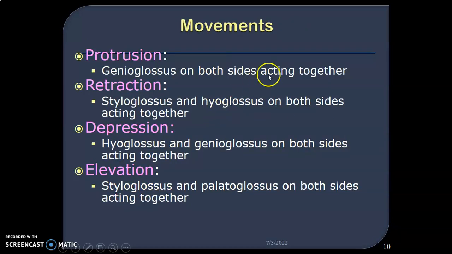So what type of movements are we talking about? To protrude the tongue, to bring the tongue out of the mouth, that's by genioglossus, right and left. To bring it back, that's what you call retraction, and retraction is by styloglossus and hyoglossus on both sides. Then to bring the tongue downwards, it's carried out by hyoglossus and genioglossus, and to elevate the tongue, that's carried out by muscles whose origins are above the tongue, such as styloglossus and palatoglossus.